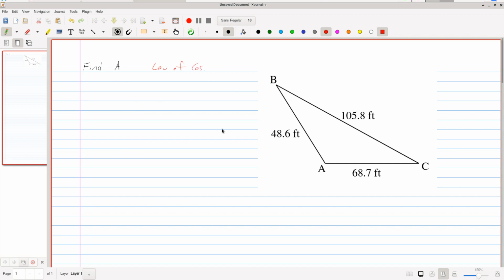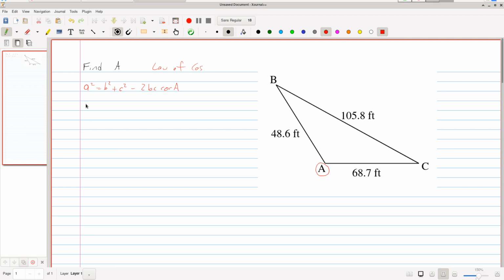Since we're trying to find angle A, I want to use the version of law of cosines that features angle A. That is a squared equals b squared plus c squared minus 2bc cosine angle A. Now we'll fill in what we know.